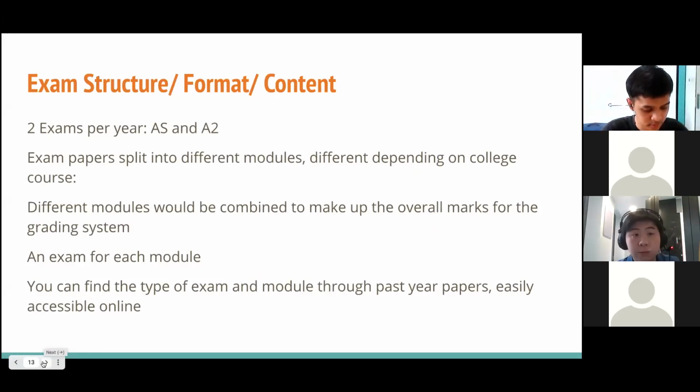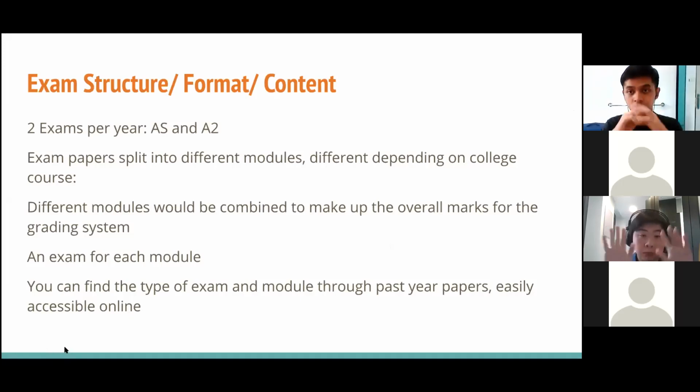So A-levels usually have about 2 types of exams per year, split into either a 2-year course or 1.5, but we could talk about that in the Q&A. It's split into the AS level and A2 level. Both AS and A2 have different modular parts that make up their exams, and the exam is usually 2 of them per year. Essentially, both AS and A2 would be combined to make your overall A-level marks, and that's your overall grade that you get when you want to apply for university.